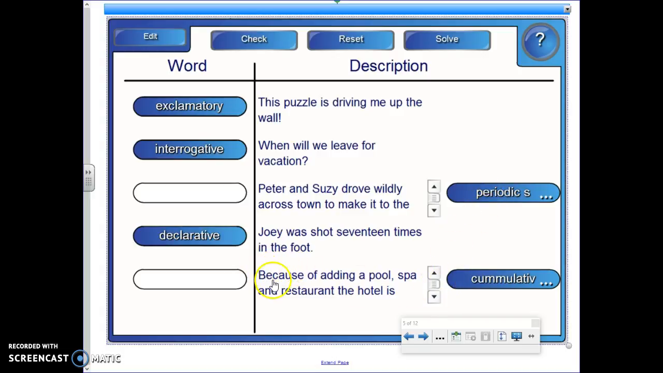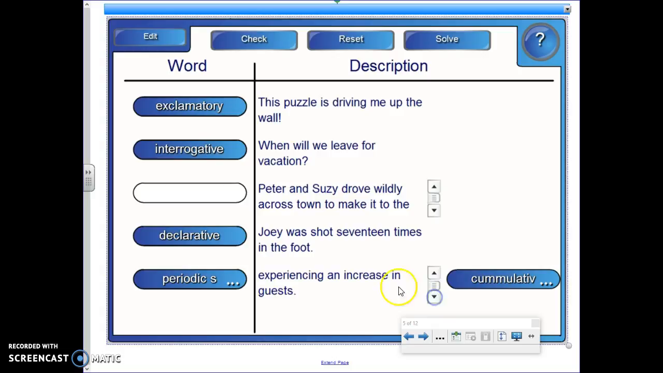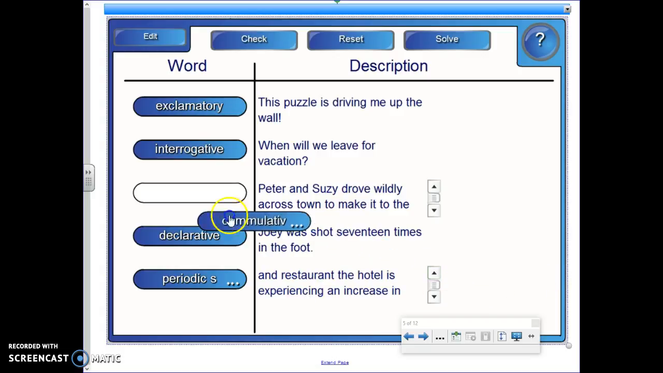Now, since this starts with the subordinate, which we'll learn in the next video, or starts with a preposition, it's usually going to be the periodic, because then it shows that the main idea is actually at the end. And in "experiencing," the hotel is experiencing would be your subject and your verb. And then the cumulative would go here. Now let's see if we got it correct. We are all correct.